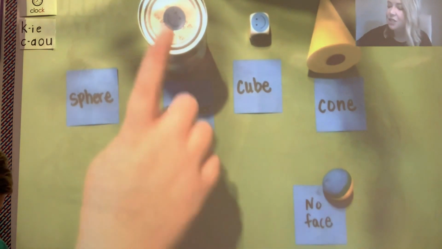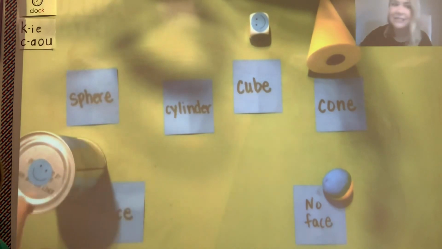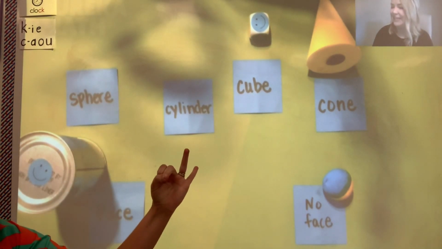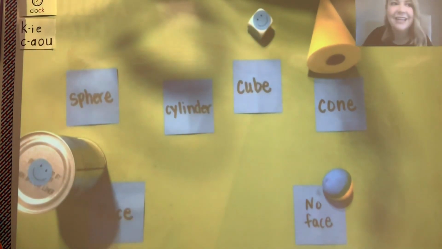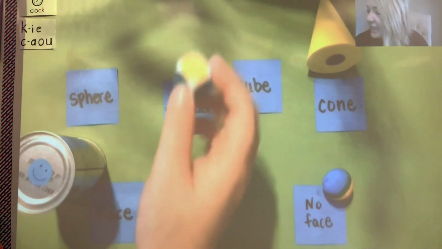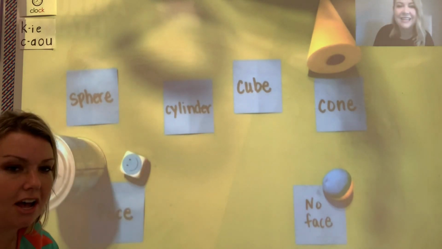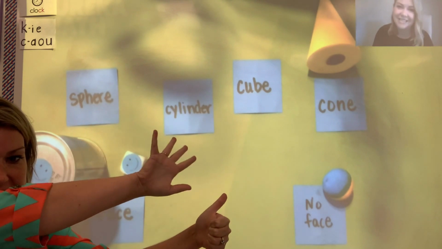What about the cylinder? Face or no face? Yes, it does. How many faces does a cylinder have? Show with your fingers how many faces. 2. What about the cube? Does it have a face? It has lots of faces. Do you remember how many faces a cube has? Show with your fingers. Good job. It has 6 faces.